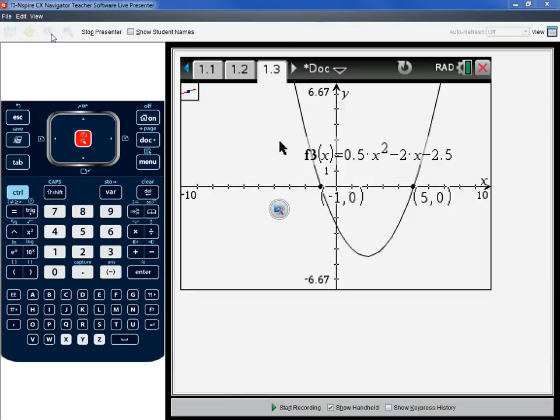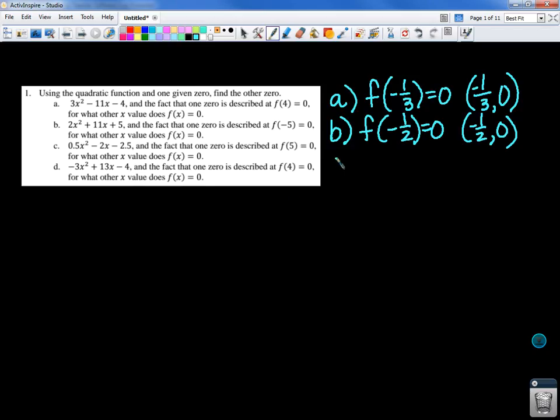All right, so we were given this 0, and this is the other 0, which is located at x equals negative 1. So for C, I have f of negative 1 equals 0, or the point negative 1, 0.